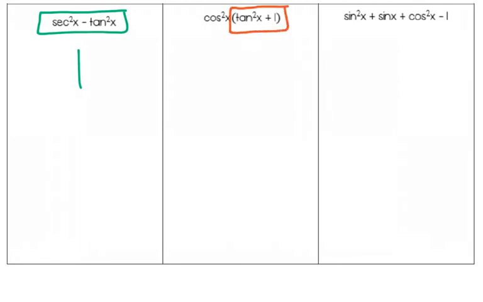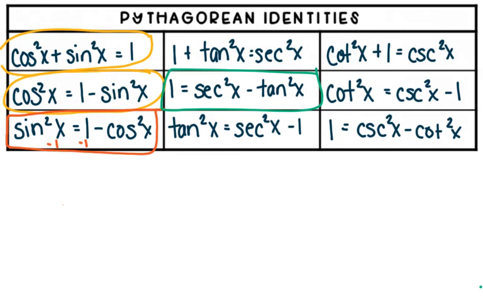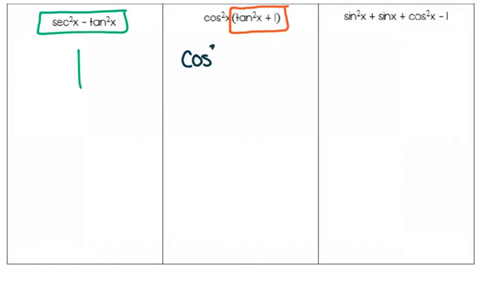You've got a trig function squared with a 1. That's probably a Pythagorean identity. Hint, hint, hint. It is. Go find it. See what you can replace that with. It looks very similar to this one right here. So if I were to get secant by itself, I would just add 1. So yeah, I can replace that whole entire thing with secant squared x. So cosine squared x times secant squared x.